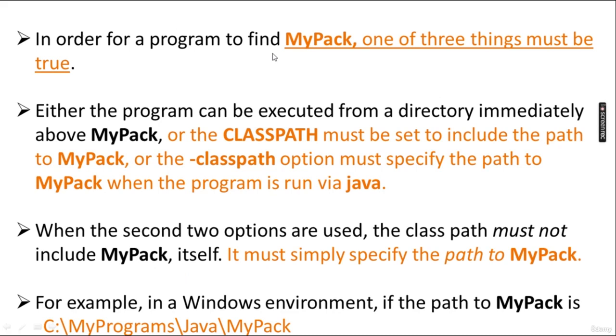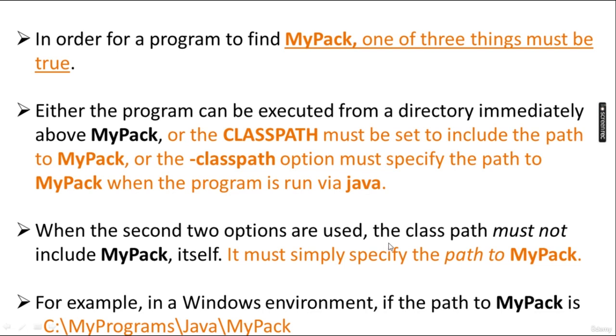In order for the program to find mypack, one of three things must be true. Either the program can be executed from the directory immediately above mypack, or the class path must be set to include the path to mypack, or the dash class path option must specify the path to mypack when the program is run via Java. So three options are compulsory. Either the current working directory is above my package, or the class path must be set for it, or the dash class path option must specify the path to my pack when the program is run in Java.